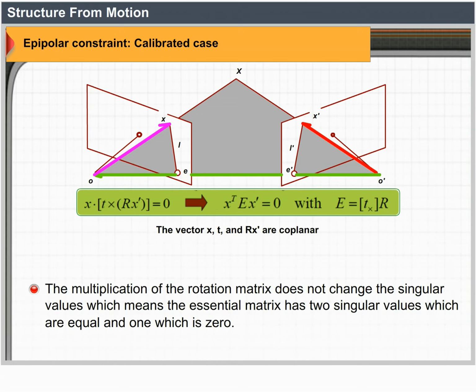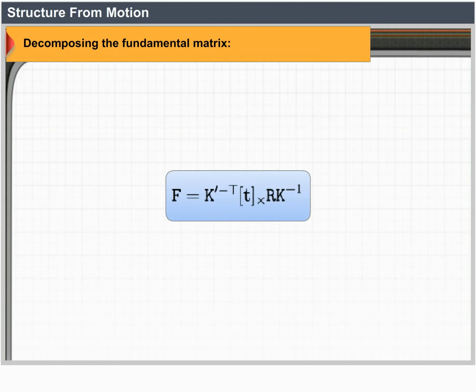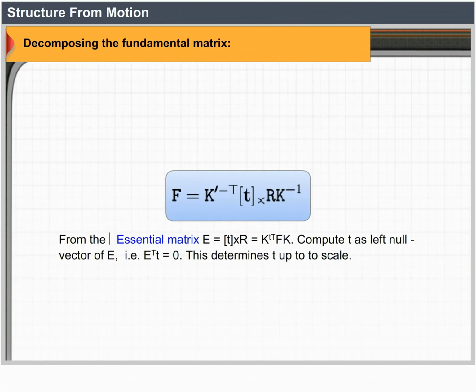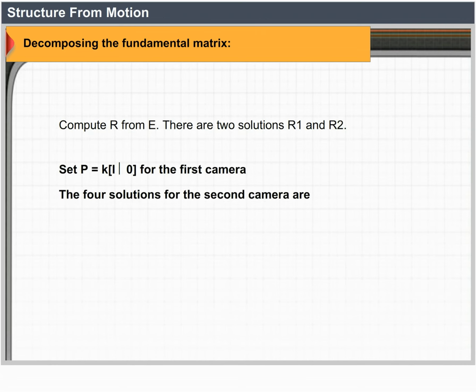Decomposing the fundamental matrix, let us form the essential matrix as shown on screen. Compute t as the left null vector of E, that is, e transpose E equals 0. This determines t up to scale. Compute R from E. There are two solutions, R1 and R2. Set P equals K matrix I bar 0 for the first camera, and there are four solutions for the second camera as shown on the screen.